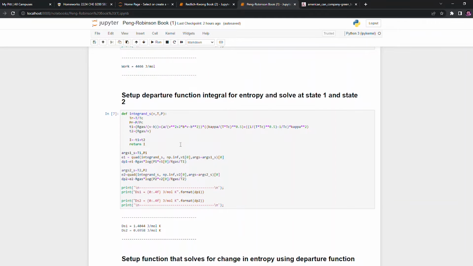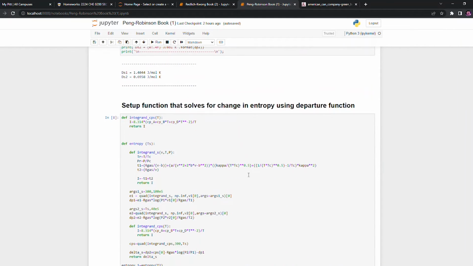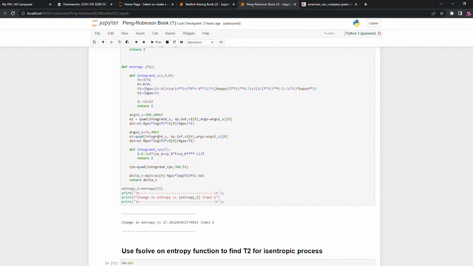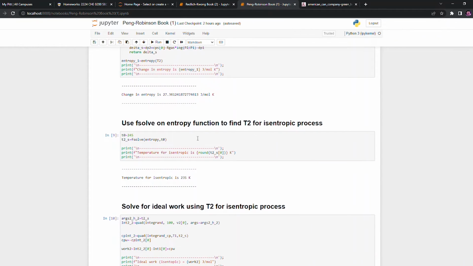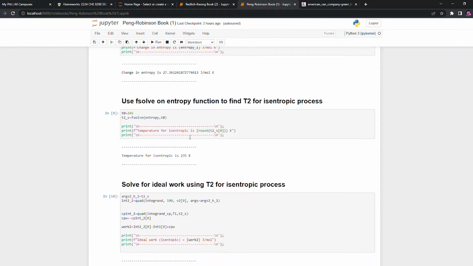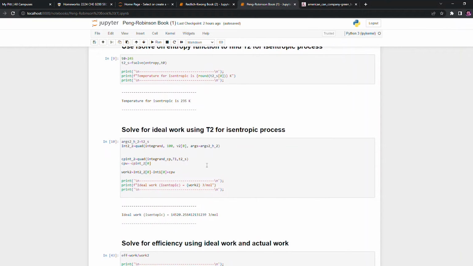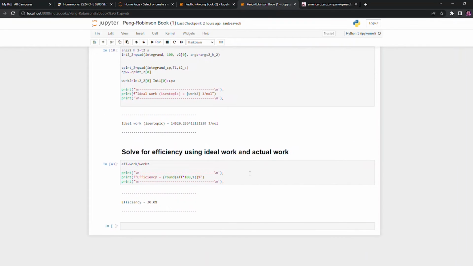This cell sets up the integral to solve for departure function entropies and solves them for states 1 and 2. This whole function is to solve for your total change in entropy using this heat capacity integral again. Then we use fsolve on this function up here to find the temperature at which the change in entropy is 0. We use that temperature to solve for work using the heat capacity integral again, and that gives us our ideal work. And then finally, we use that ideal work to solve for efficiency.